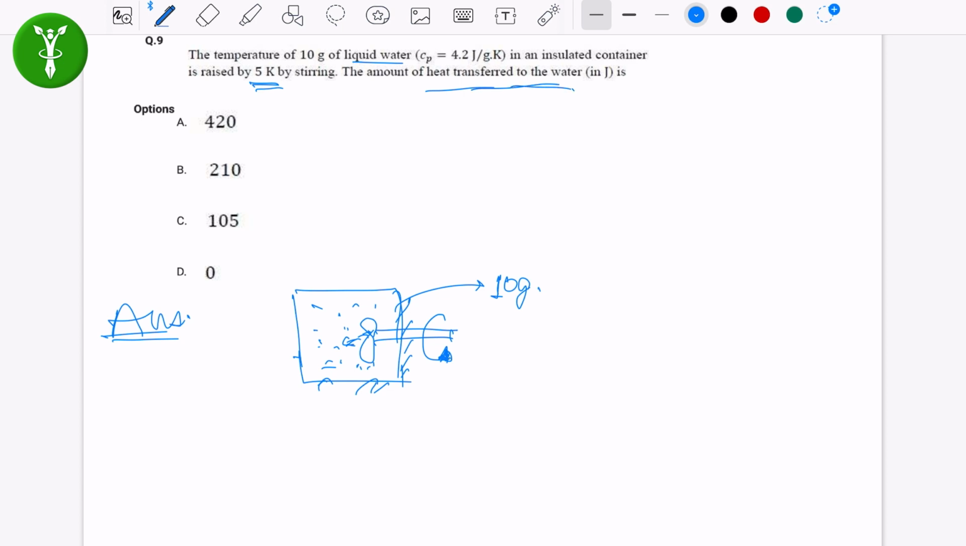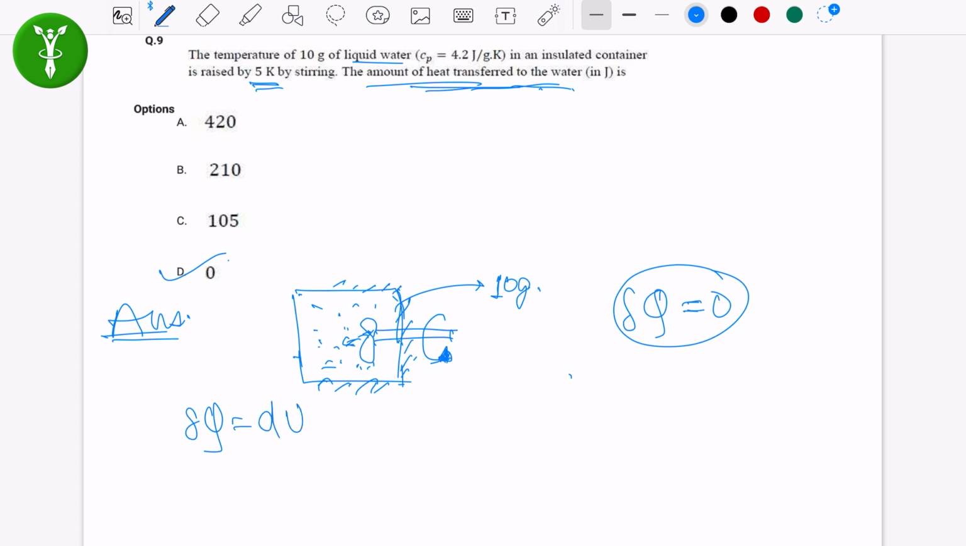So basically, the shaft is doing the work. Work is transferred across the boundary here, not heat, because the container is already insulated. So the heat transfer is zero here. Only the work transfer is there, and that work transfer we can calculate. We have already solved the question: the amount of heat transfer to the water is zero. But if we want to calculate it, we can use the first law, Q equals dU plus W. Here Q is zero.